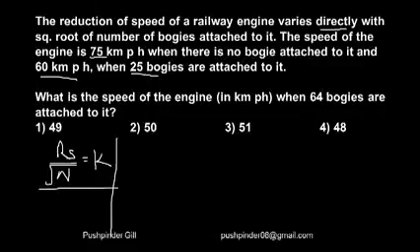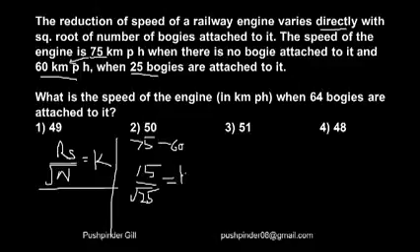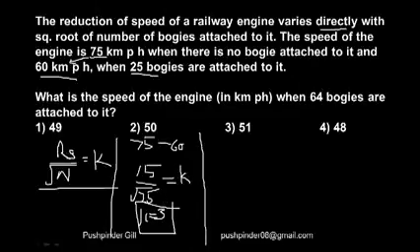Now the speed is 60 when there are 25 bogies attached. So by how much amount did the speed reduce? It was 75 earlier, now it is 60. That means the speed reduced by 15 divided by under root of 25. That is the value of K, which is nothing but 15 by 5, that is 3. So this is the value of K. I hope everyone understood. This is not the speed, this is the reduction in the speed.